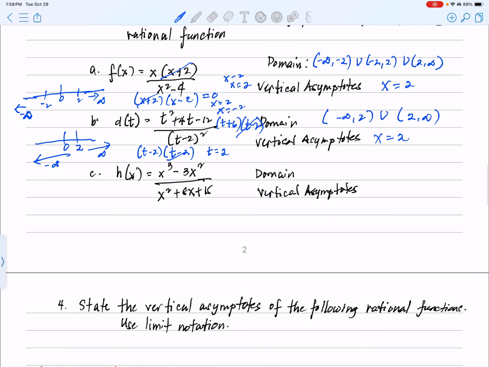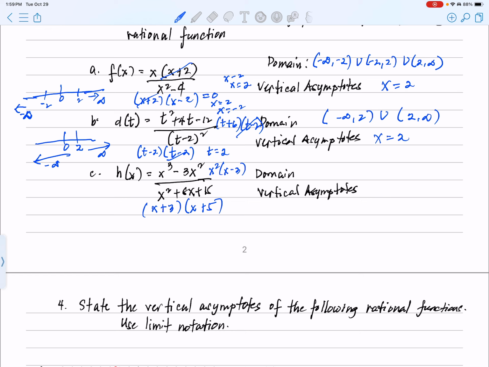All right, let's do this. H of x is x cubed minus 3x squared over x squared plus 8x plus 15. Let's factor the denominator first, because domain and vertical asymptote can be found in the denominator. 15 can be factored as 3 and 5. All positive, no problem with the sign. So in other words, let's check if there are some holes here. x squared is common in the numerator, then we have x minus 3. All right. There is no hole. There is no common factor.